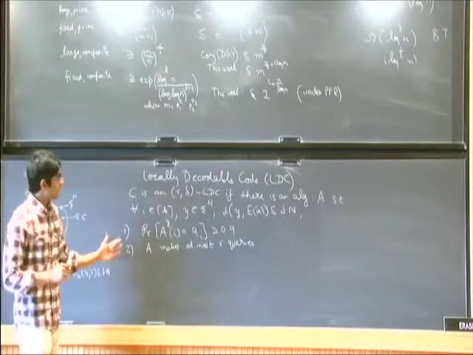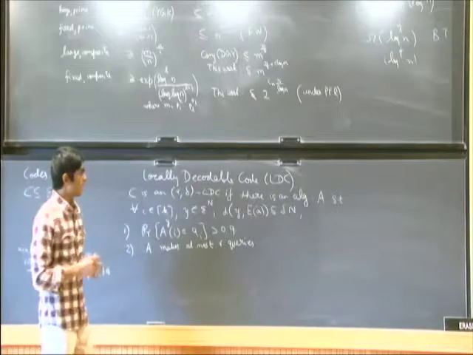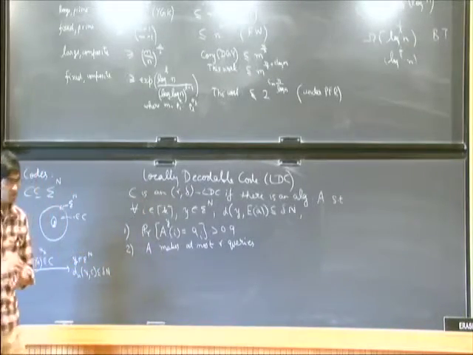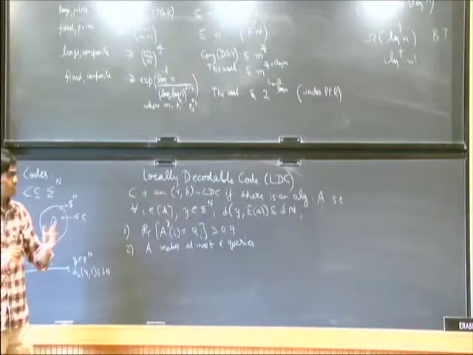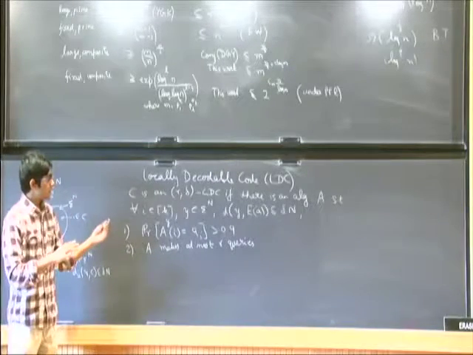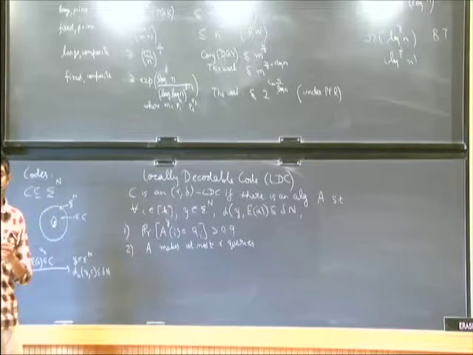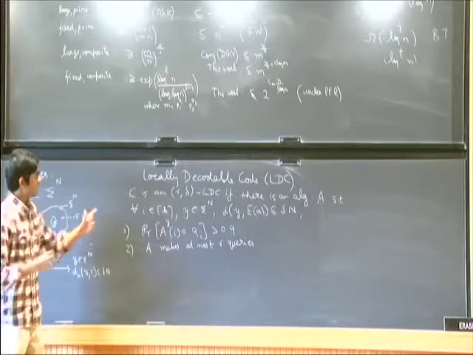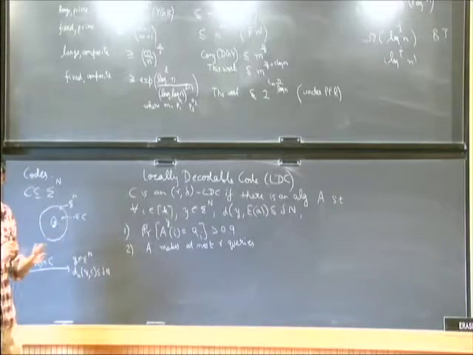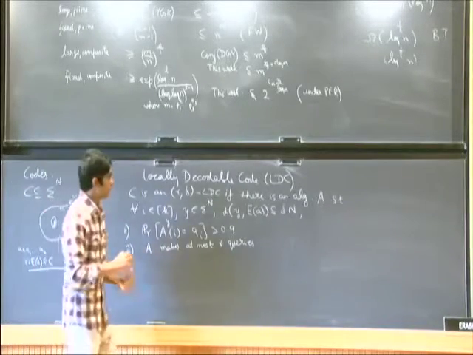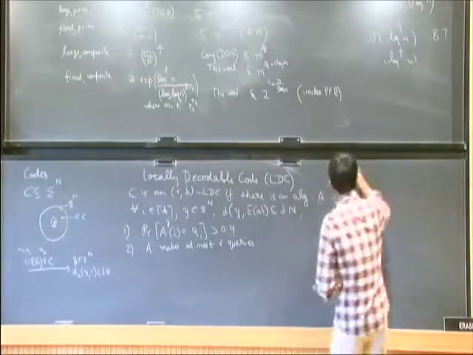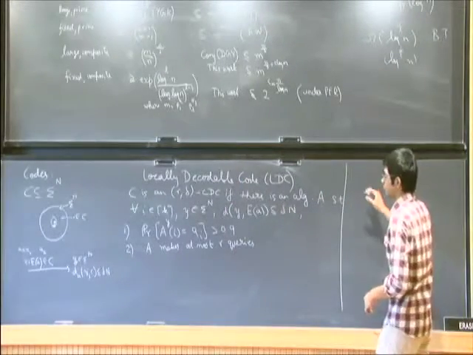So the main interest in LDCs is to study how R behaves with the stretch. That is, you would intuitively think that if R is small, you would need a lot of redundancy in your codeword, which means that capital N has to be much bigger than K. So that is what people have studied, and let's quickly review what is known.